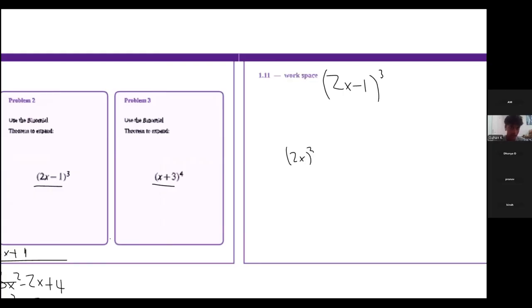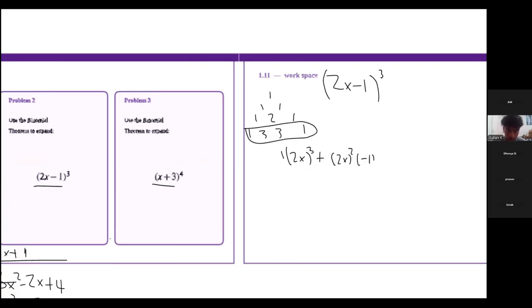So 1; 1, 1; 1, 2, 1; and then 1, 3, 3, 1. The degree is 3, so this is going to be our row, 1, 3, 3, 1. So the first term is just 1, and then remember, this is going to be negative 1 to the 0, so we can just ignore it. And then we do plus, we reduce the degree of 2x by 1, so 2x squared times negative 1, and that's to the power of 1, so we can just leave that.